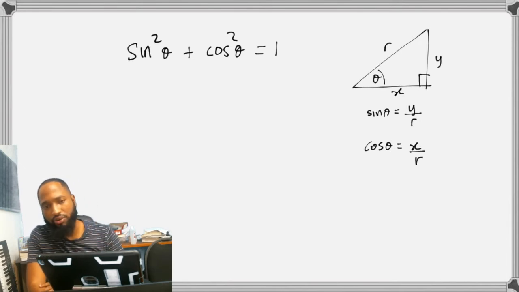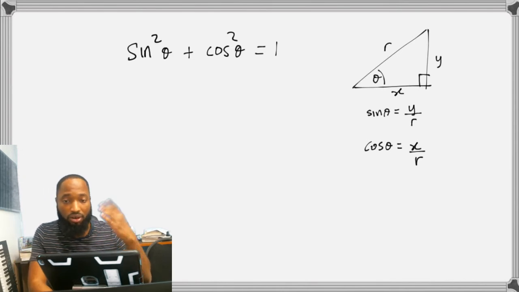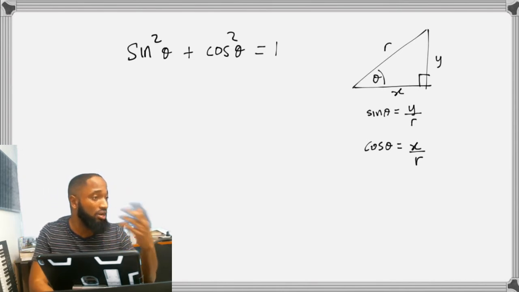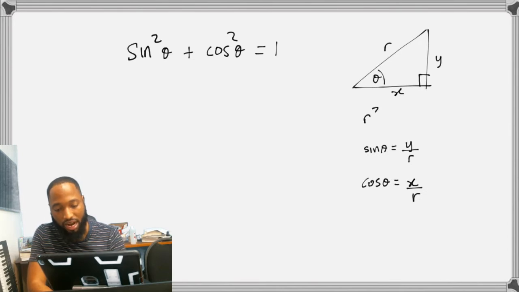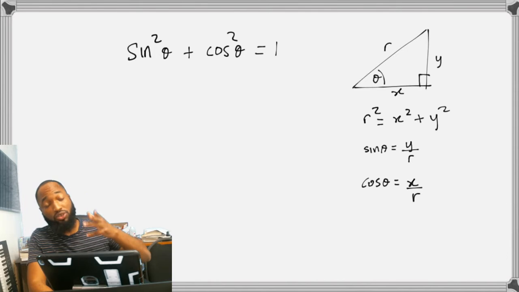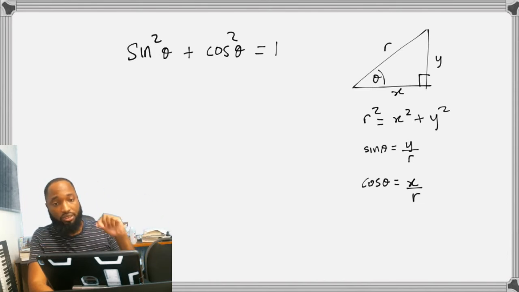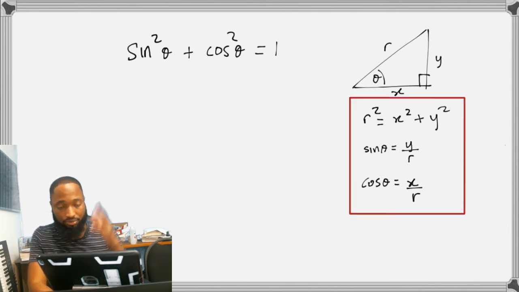Say yes in the chat if you're good with that. We also want to remember our good friend Pythagoras' theorem, which shows up in all kinds of different areas of mathematics. So let's push this down and throw in Pythagoras' theorem. Pythagoras' theorem says R squared is equal to X squared plus Y squared. The square of the hypotenuse is equal to the sum of the squares of the other two sides. Good. Now it's these three things that you use for the proof for this, right?